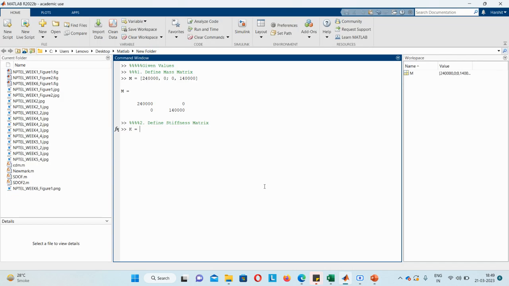So K is 607500 comma minus 5.4 into 10 to the power 5, 540000 semicolon minus 540000 comma 540000. So this is the stiffness matrix.